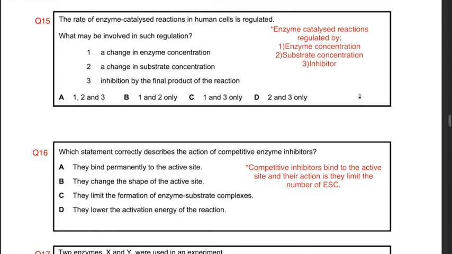Question 15. The rate of enzyme catalyzed reactions in human cells is regulated. What may be involved in such regulation? 1. A change in enzyme concentration. 2. A change in substrate concentration. 3. Inhibition by the final product of the reaction. Enzyme catalyzed reactions are normally regulated by enzyme concentration, substrate concentration as well as inhibitor. Therefore, all three factors are involved in such regulations. Hence, the answer is A, 1, 2 and 3.